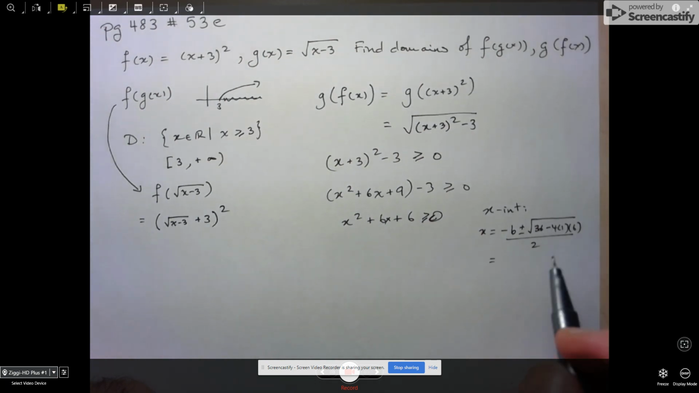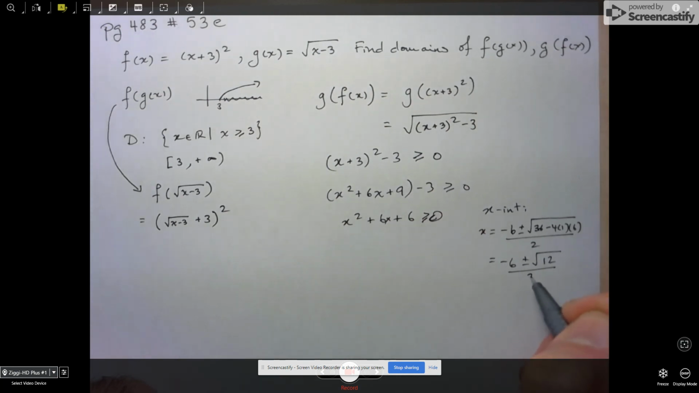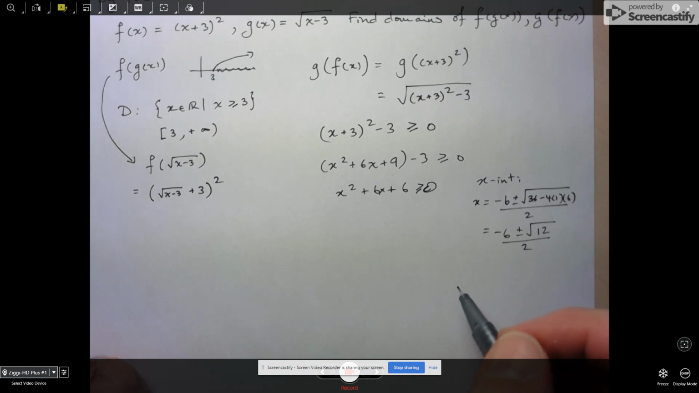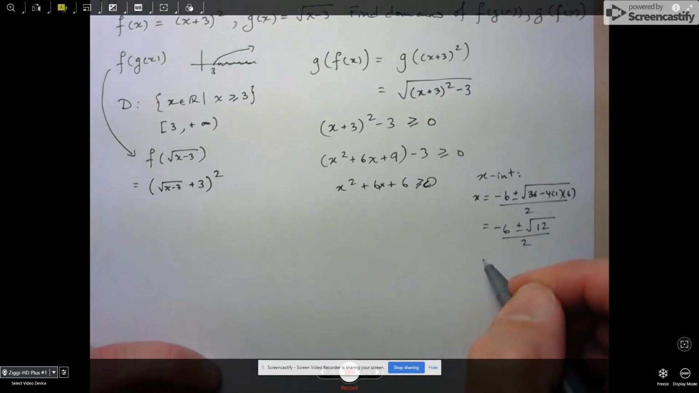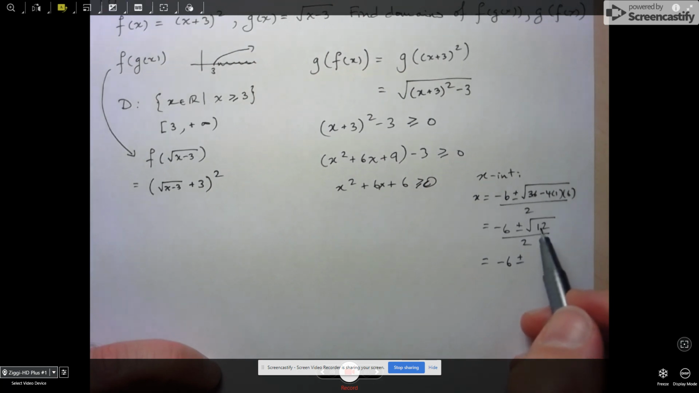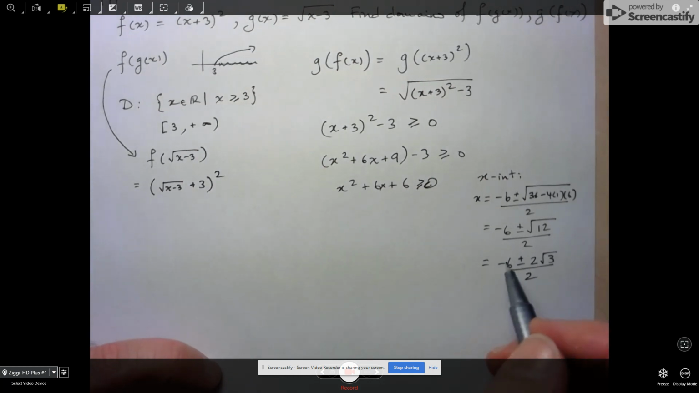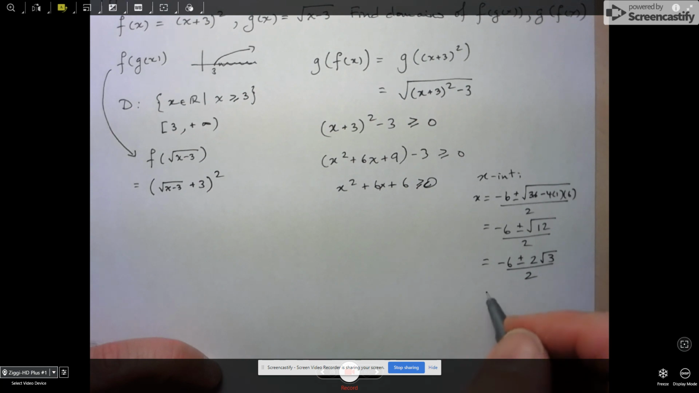So here, what do we have? We have negative 6 plus or minus, and here we've got 36 minus 24. So that's 12. Just to make things a little nicer to look at, I'll simplify this. So negative 6 plus or minus the square root of 12, which is 4 times 3. Square root of 4 is 2, so this is 2 root 3. Here I can divide the 2 into both terms. So this just ends up being negative 3 plus or minus root 3.